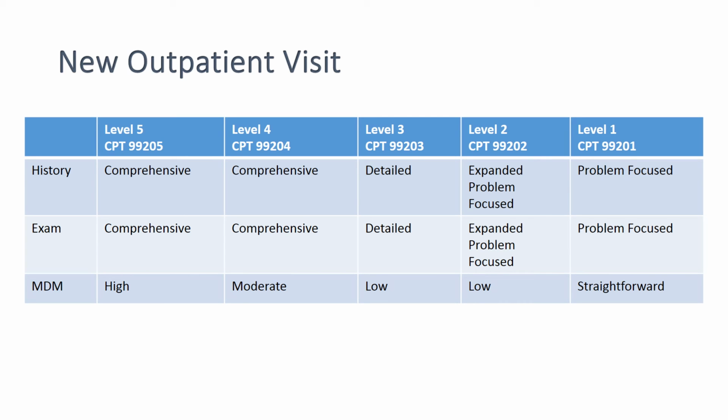If you look at a new outpatient visit, level 5, you have to document a comprehensive history, a comprehensive exam, and high medical decision-making. For a level 1, in contrast, problem-focused history, problem-focused exam, and straightforward medical decision-making. If you think back to medical decision-making, someone who's on any prescription medication will have moderate medical decision-making, so that means they'll probably be level 4 as an outpatient visit.